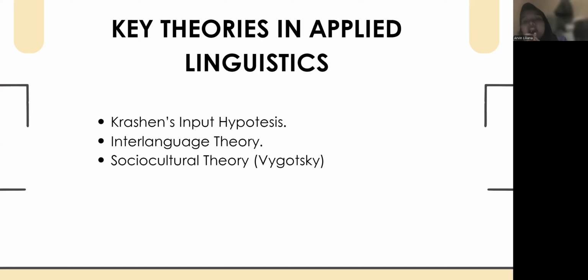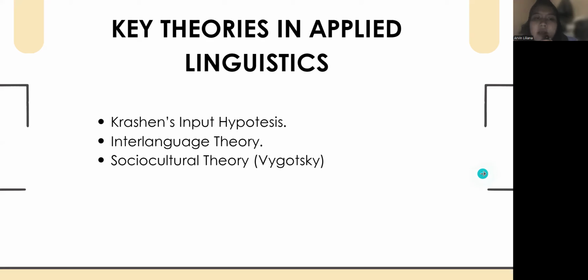Next is key theories in applied linguistics. The first is Krashen's input hypothesis, interlanguage theory, and sociocultural theory of Vygotsky. There are some important theories in applied linguistics that support language learning. The first is Krashen's input hypothesis, which says that learners acquire language better when they get input that is understandable. Second, interlanguage theory explains how learners create their own language system. And the third is Vygotsky's theory, which highlights the role of social interaction in learning, especially through group work or discussion.